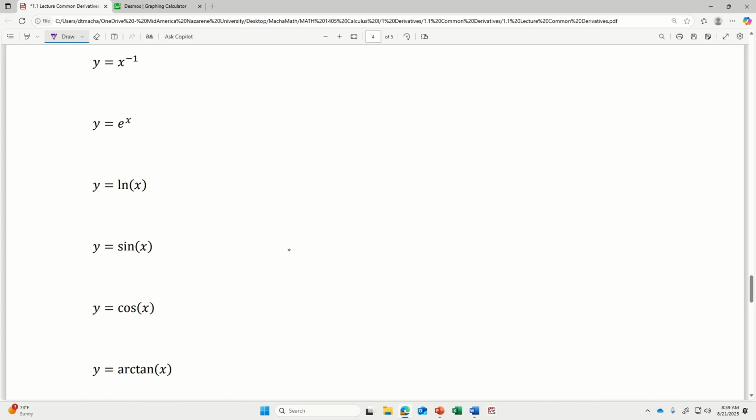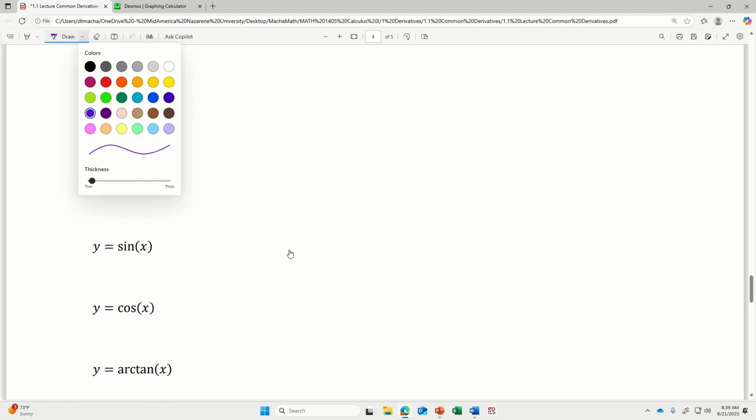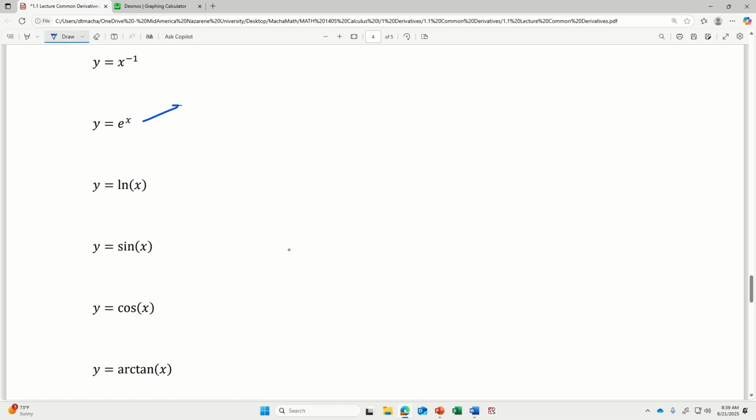All right. New function. This says y equals e to the x. So what is the derivative? No. It's just e to the x. E to the x. This is the only function that is its own derivative.